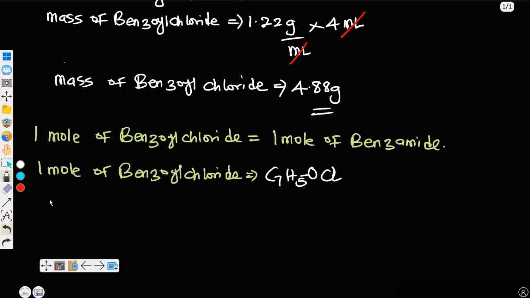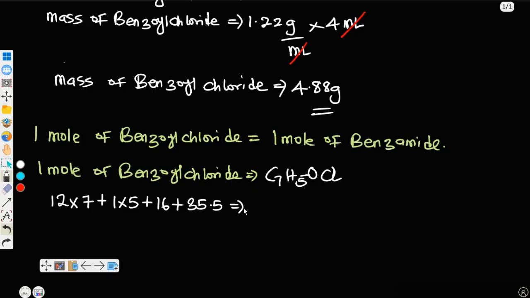C7H5OCl. Now, from atomic mass, carbon has an atomic mass that will be given to you of 12, so 12 times 7. Hydrogen is 1, so 1 times 5. Oxygen is 16. Chlorine is 35.5. So for 1 mole of benzoyl chloride, what is the mass?